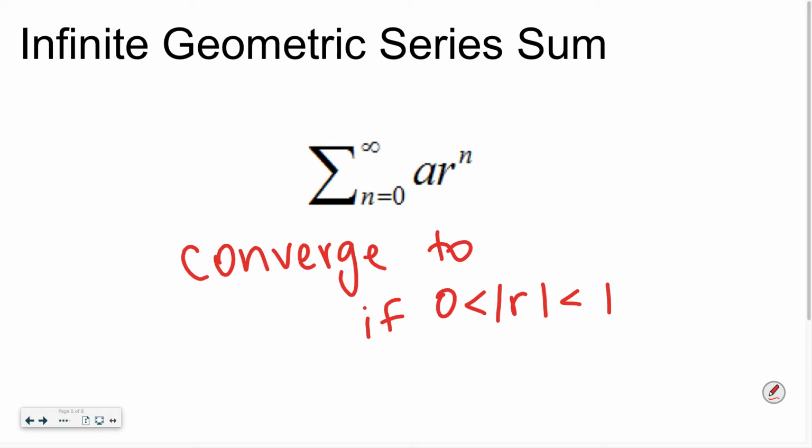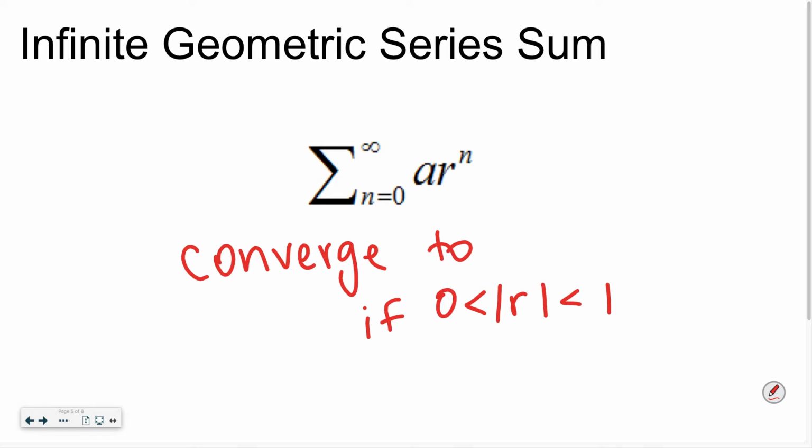So this is what we call our common ratio. In our sequence, like, let's see, 3, 9, 27, 81, 243. If r is greater than 1, it doesn't converge. It diverges. But if r is less than 1, okay, let me give you an example.